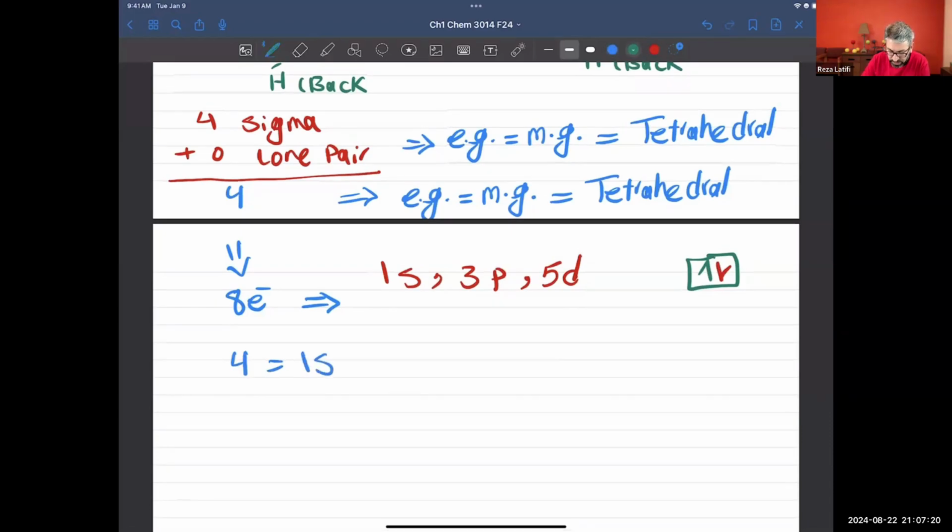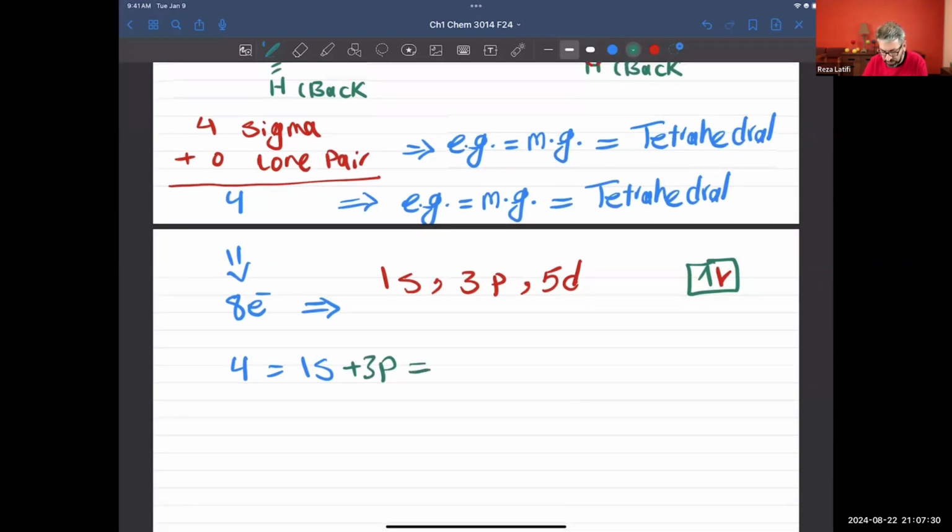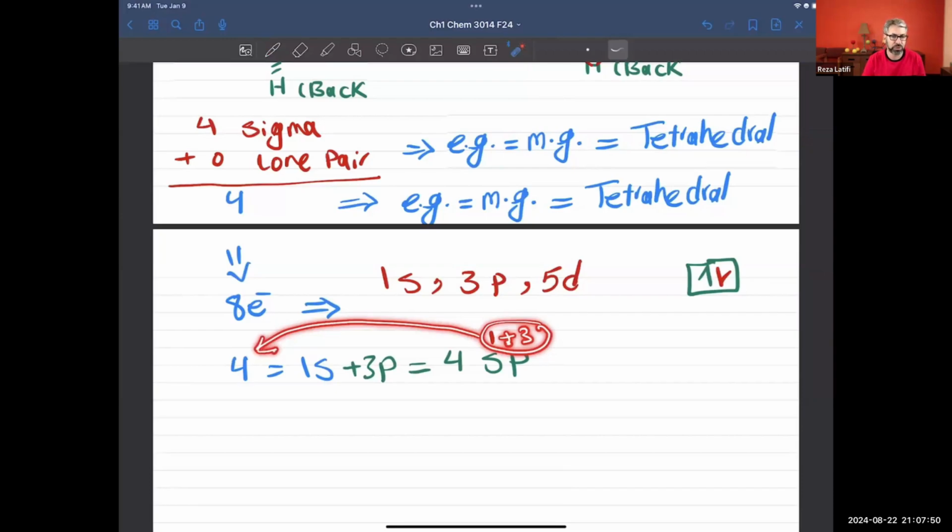Let's use 1 from S and some from P. How many do I need to use to make it 4? I need to use 3 of them, so 1 plus 3 gives me 4. For S, always you will have 1. For P, keep adding to S from the p orbitals until the answer for this addition is equal to 4. Remember, the max number of p orbitals is 3. You can't have 4 p orbitals. I wrote it on the top. So the hybridization will be sp3.